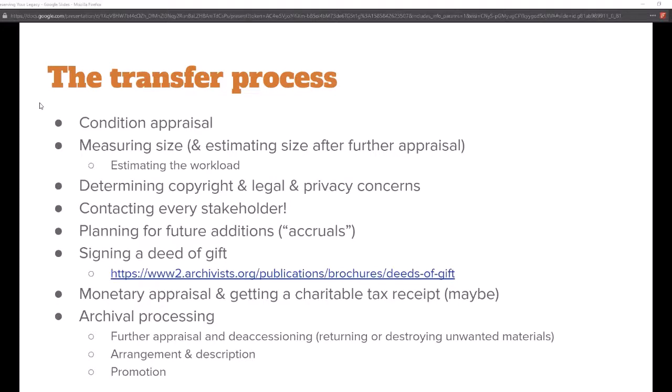They may have an idea of how much they want to keep. You could give them 10 boxes and they know they're only going to keep 2 and they're going to return 8 to you. So they may have that appraisal process already in mind.